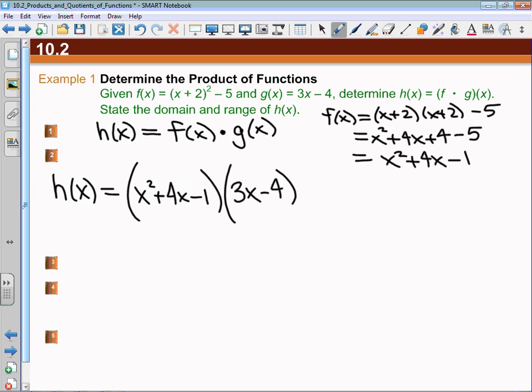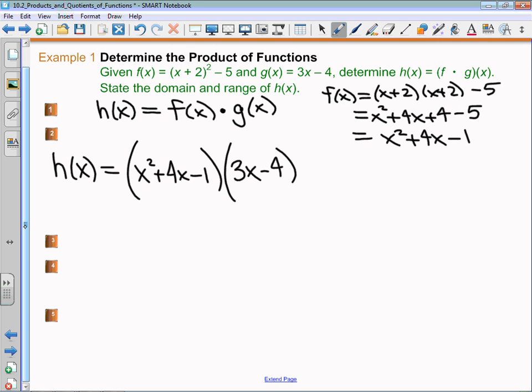And now what we have to do is make sure that each term in the first factor multiplies onto each term in the second factor. It doesn't really matter what you call first or second. So I'm going to color code it: I'm going to take the 3x and distribute it onto all three of those terms. So we're going to have x squared times 3x, which is 3x cubed, 4x times 3x, which is 12x squared, and negative 1 times 3x, which is negative 3x.